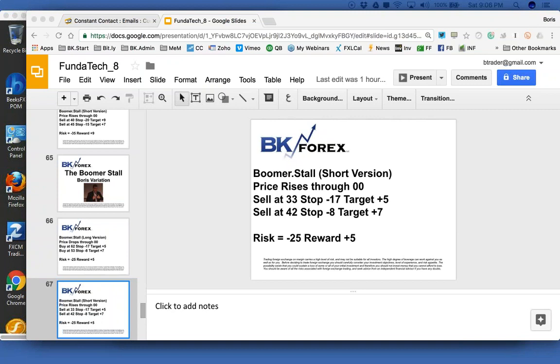Every single broker uses MT4. The favorite boomer is the Boris variation. That's what I trade. This is what I trade. I trade the 5 point trade. I did this all day long.